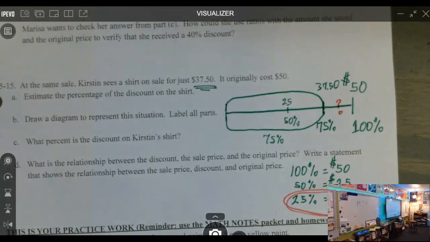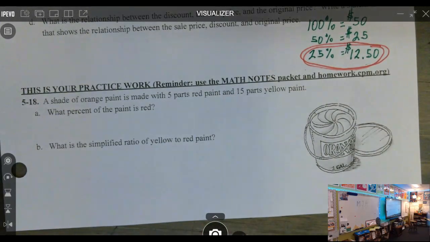You have the next 4 minutes to work on your homework. I would dive right into this problem about paint.